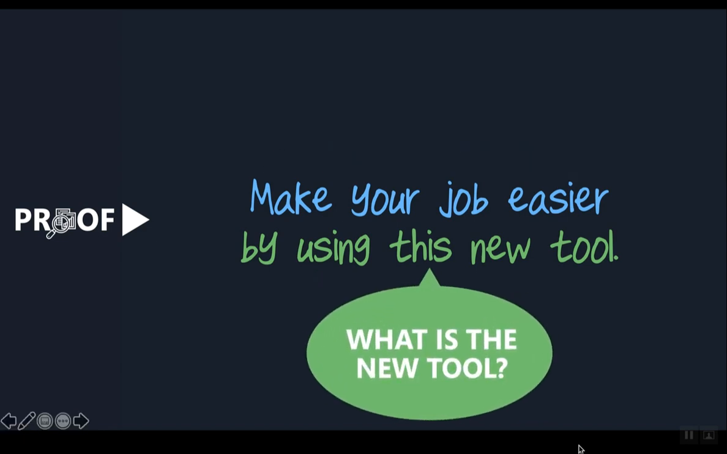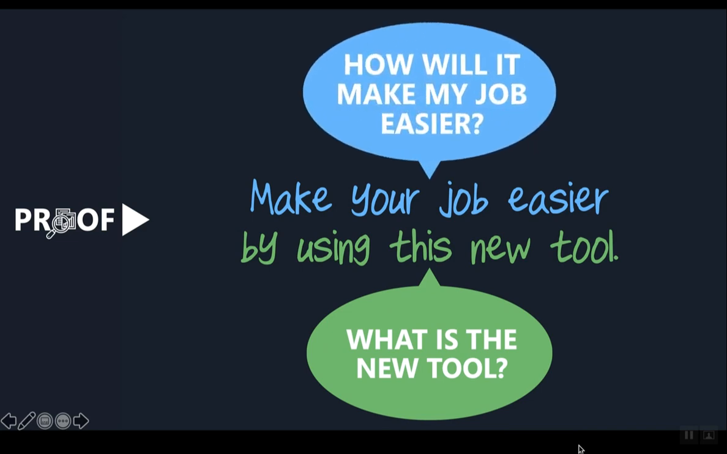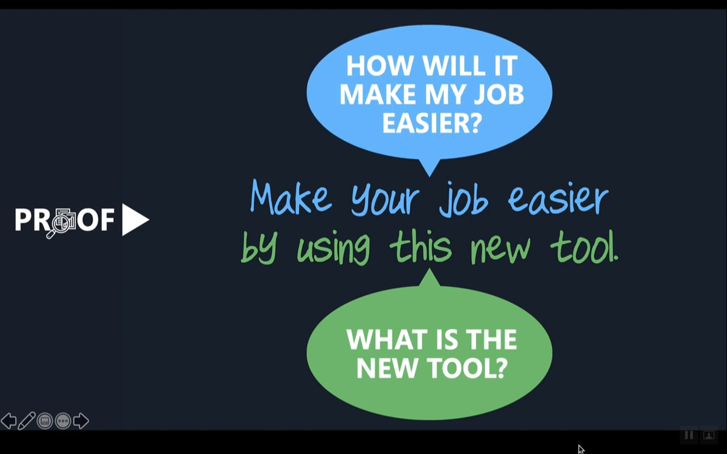What would the audience ask? What would the reviewer ask using this new tool? Well, what is the new tool? What's the new tool? And how does it make my job easier? We need to provide evidence or proof that we will achieve what we promised in that announcement, in that action caption, in that title, in whatever we call it.